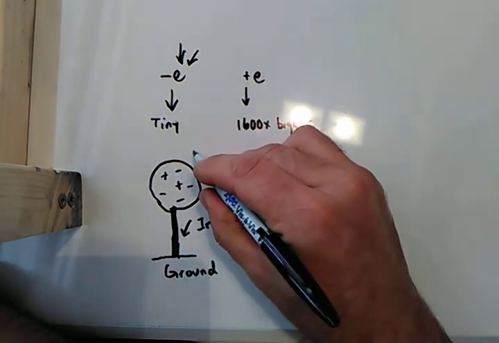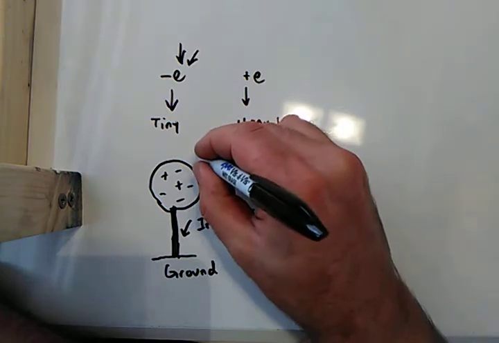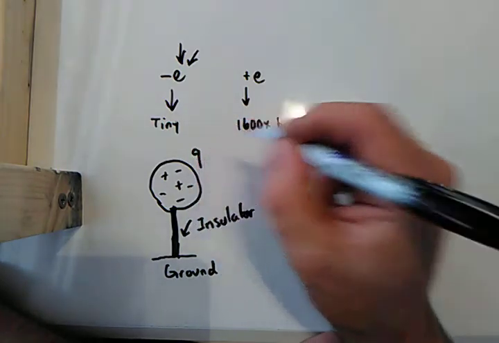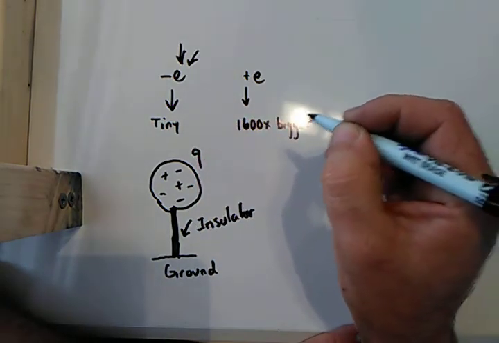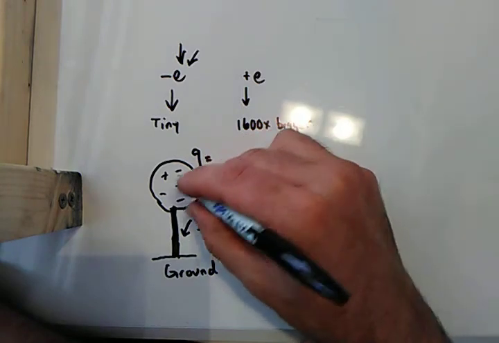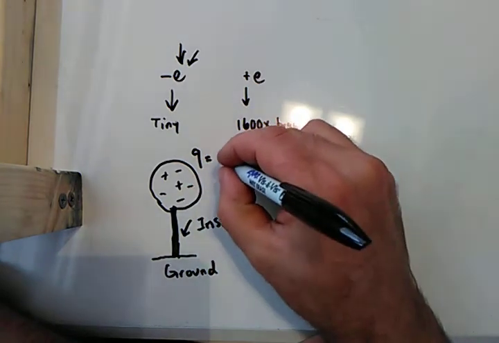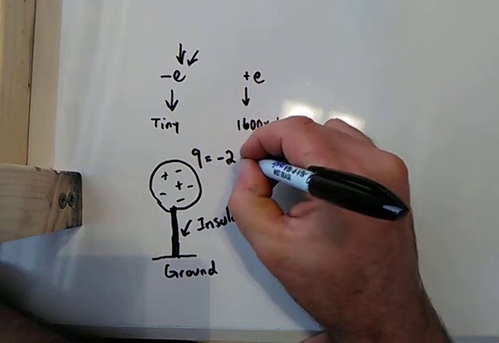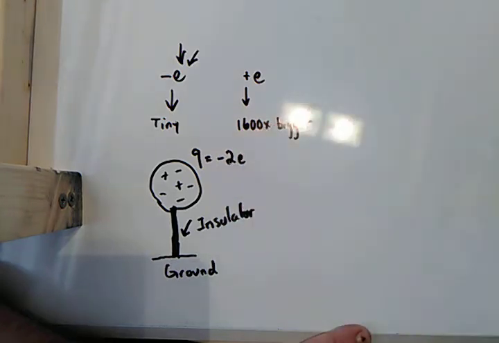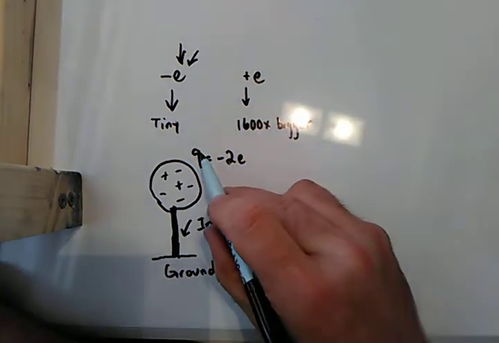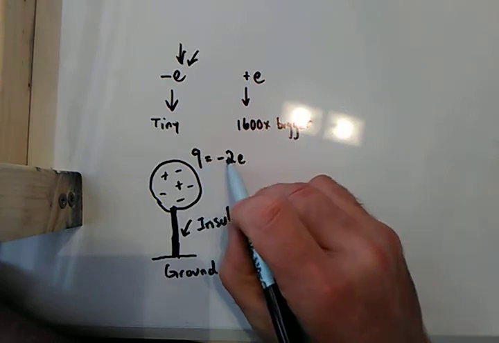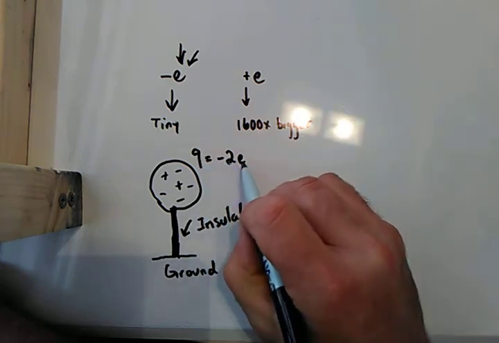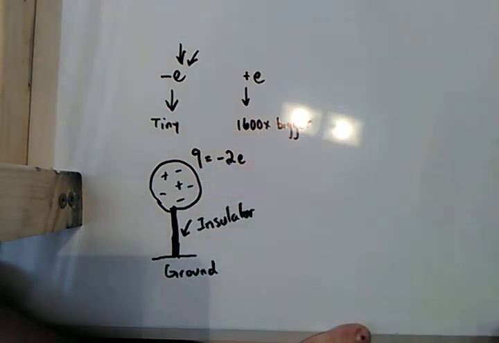So the net charge, and we're going to use Q as the terminology for charge, in this whole deal is going to be -2, and we'll just call it -2 electrons. So Q, a term for charge, is equivalent to -2 electrons. That's the charge of this thing. So that's how we write that out.